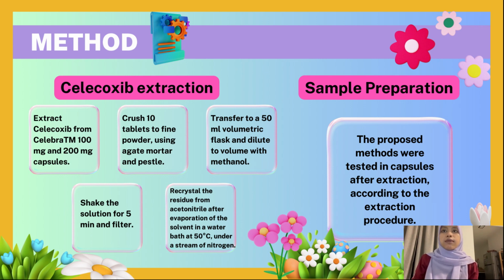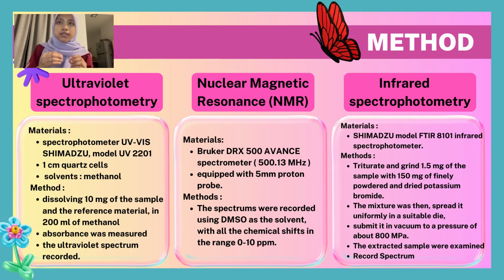And then from this sample preparation, the proposed methods were tested in capsules after extraction according to the extraction procedure. There are 3 methods that we use to study celecoxib, which are ultraviolet spectrophotometry, nuclear magnetic resonance (NMR), and infrared spectrophotometry. For ultraviolet spectrophotometry, we use a UV spectrometer model 2201 with 1 cm quartz cells, and the solvent that we use is methanol.